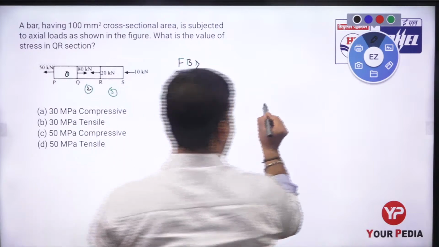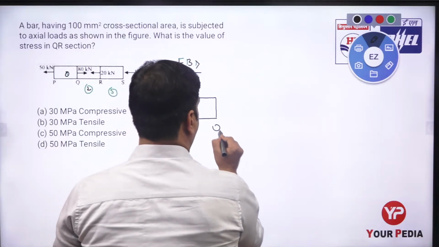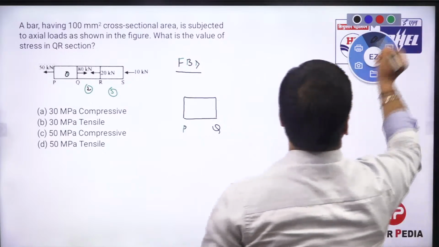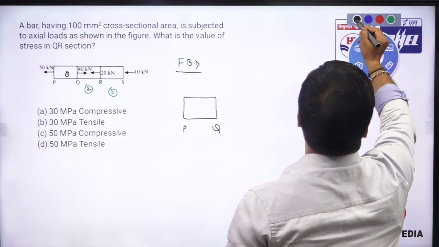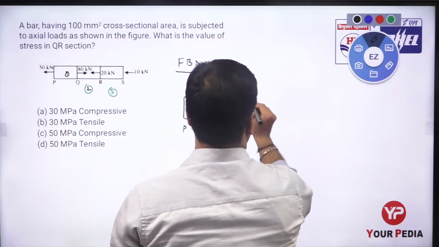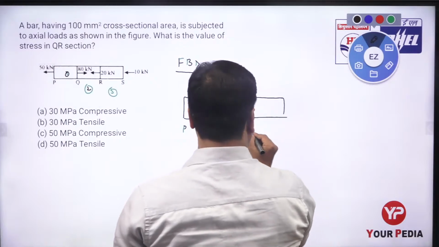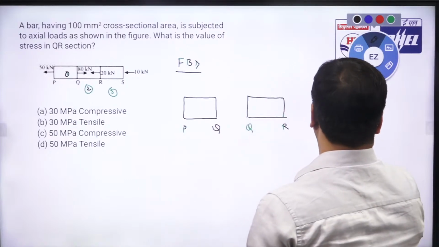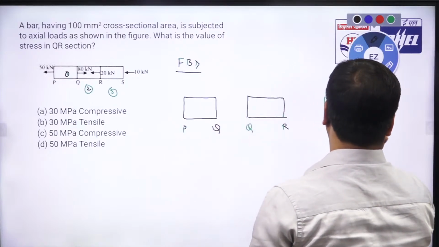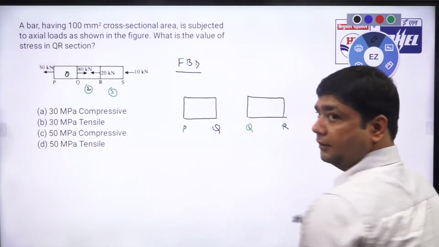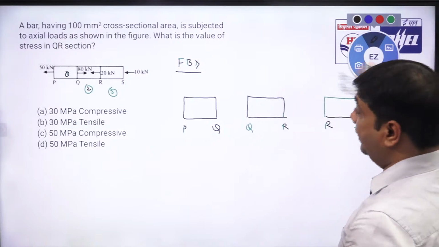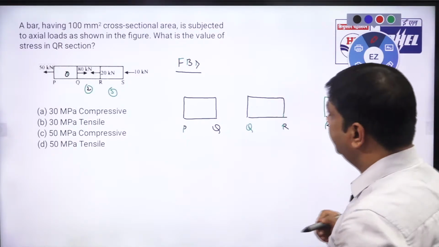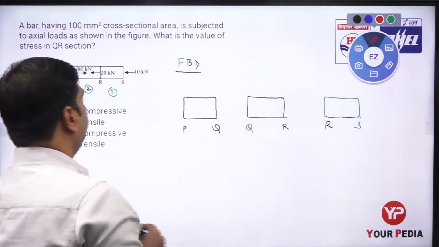This is section PQ. And another section is QR. And the last section is RS. This is the RS section. Okay. So here you draw the FBD of all three. Initially, how to draw the FBD? In this case, you see the forces. How many forces are acting on this member?